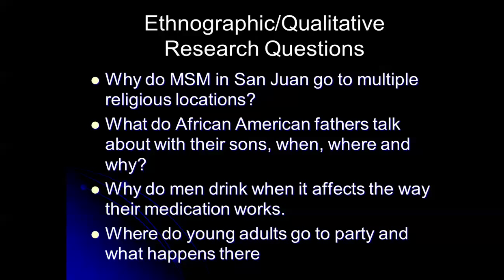A second issue might be, what do African American fathers talk about with their sons, and when and where and why? So this question arises in the context of discussing sensitive issues around sexual risk, but it could revolve around substance abuse, or it could revolve around relationships, or around family issues. It doesn't really matter what the topic is, but the general question is, what do they talk about? Because we want to try to understand, if our study is about sexual risk, sort of the general context in which they talk with their sons, if they talk with their sons, how they talk with their sons, what they like to talk about with their sons, and why, and so on.